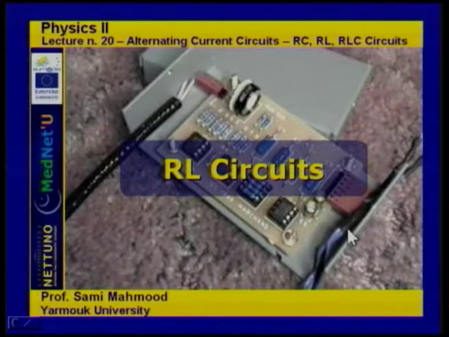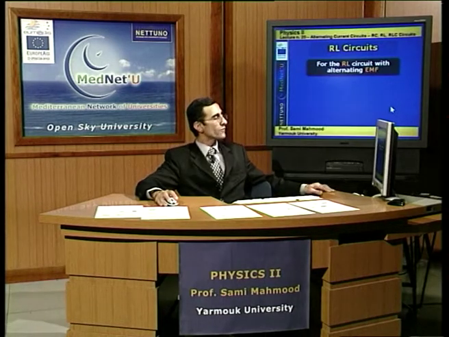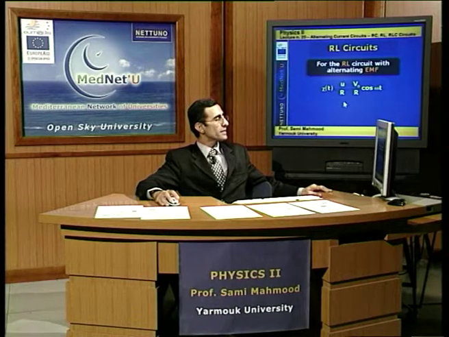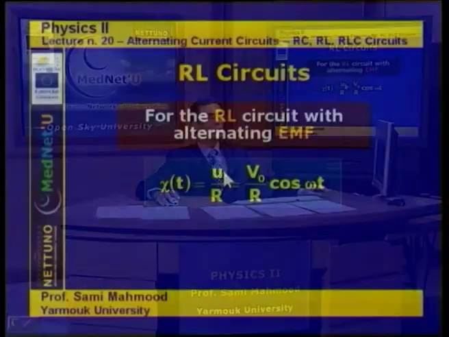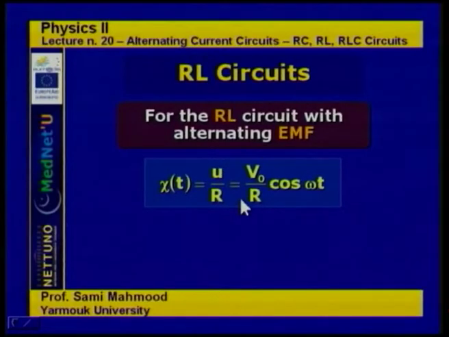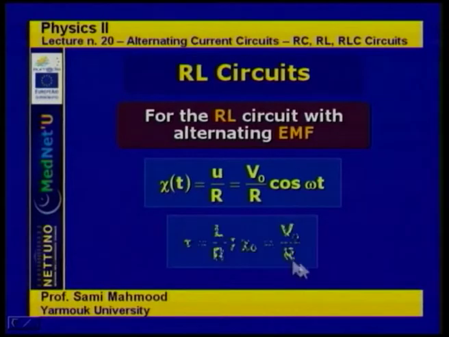And now we can apply these principles to the RL circuit. In the RL circuit case, we have an electromotive force that is also alternating. In this case, chi of t is equal to u over R, as we mentioned in the previous lecture, which is equal to V naught over R times cosine omega t. This is the time-dependent function on the right-hand side of the general differential equation.